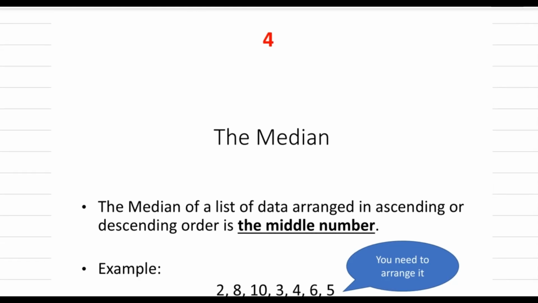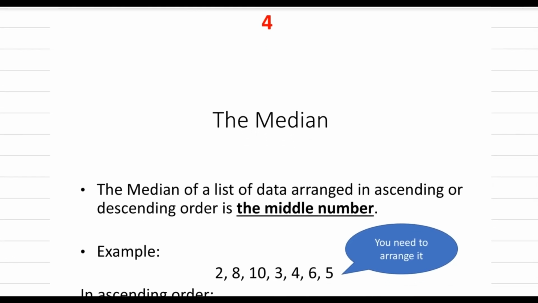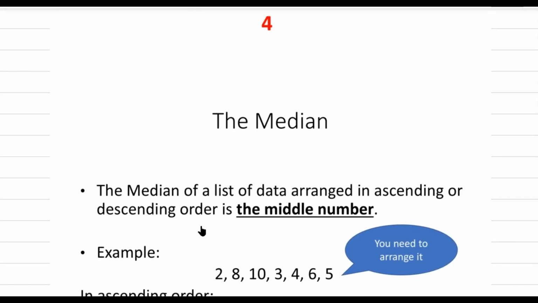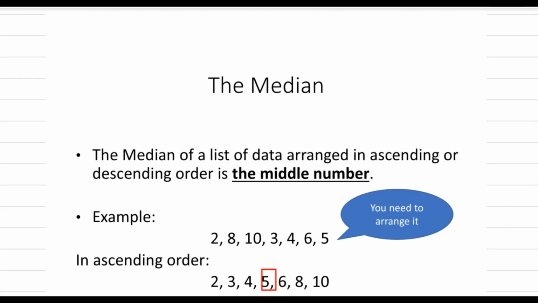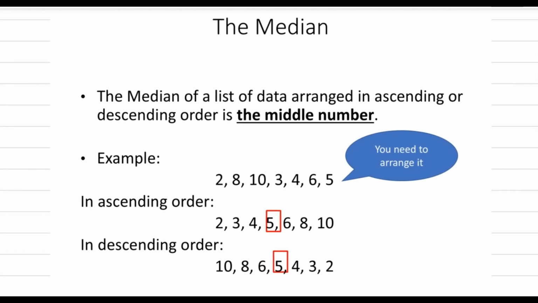Median, from its name, is the middle number. So when you have a sequence, or any numbers in any pattern like this one, in order to get the median, remember this, you need to arrange it. So we can't select the median in this way. We have to arrange it in either ascending order or descending order.